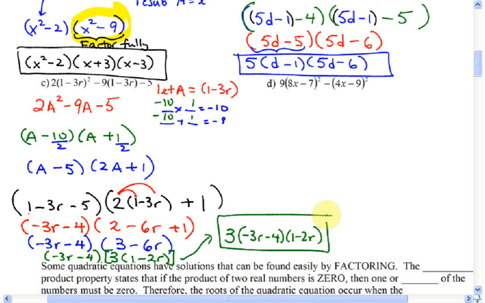If you actually made this negative 3 by factoring out a negative from the bracket here, that's also fine. It's up to you. The other answer that I would accept would be negative 3 bracket 3r plus 4, 1 minus 2r. That's also fine. Okay? Either or.